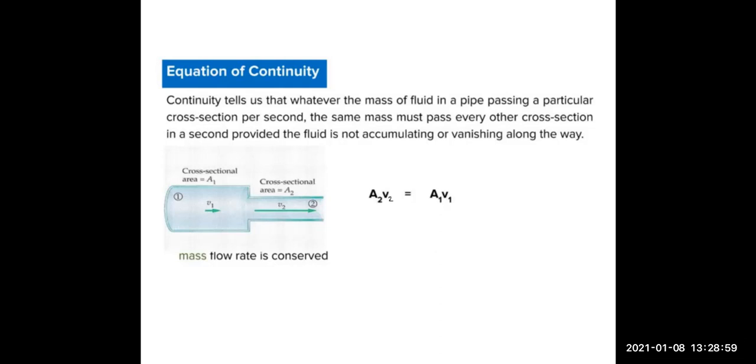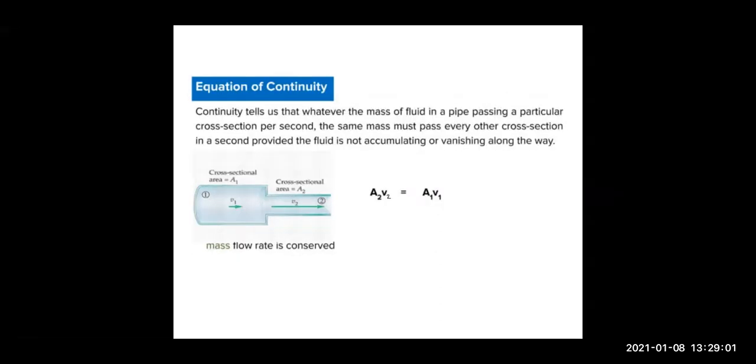So what you are doing by placing your thumb before the pipe is decreasing the area. This is the pipe, you have put your thumb, you have made the area less. Suppose initially the area was A1, and by putting your thumb you have reduced the area, and suppose now the area becomes A2.